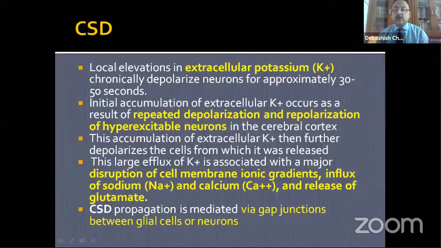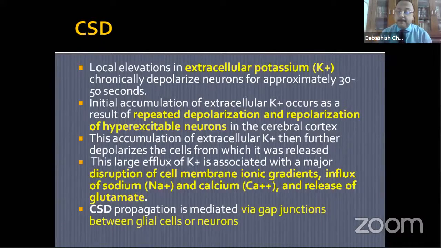So there is a progressive swelling of the brain activity, and it has to do with ion channels. There is a local elevation of extracellular potassium, and there is a disruption of cell membrane ionic gradients, influx of sodium and calcium, and release of glutamate, again an excitotoxic agent.